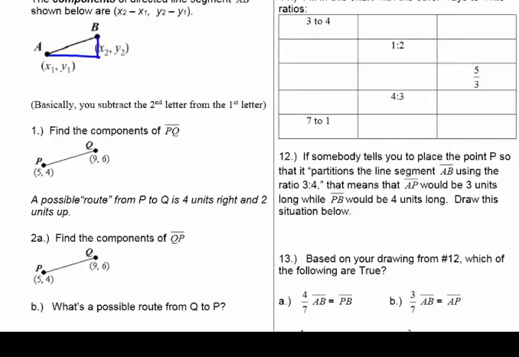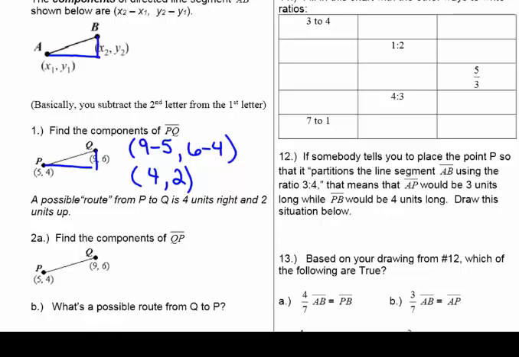So we are going to take the difference of the x's. Okay, so we have 9 minus 5, and then we're going to take the difference of the y's. And so that's going to be 6 minus 4. And so then when we simplify, 9 minus 5 is 4, 6 minus 4 is 2, not 6. And so that gives us the components of segment PQ.